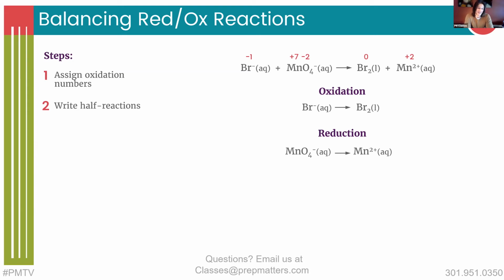Now we have to start balancing those half reactions. Well, for each of them, the first thing I need to do is balance the thing that's actually being oxidized or reduced. In the case of the oxidation step, bromine, I see 2 on one side and 1 on the other, so let's fix that.